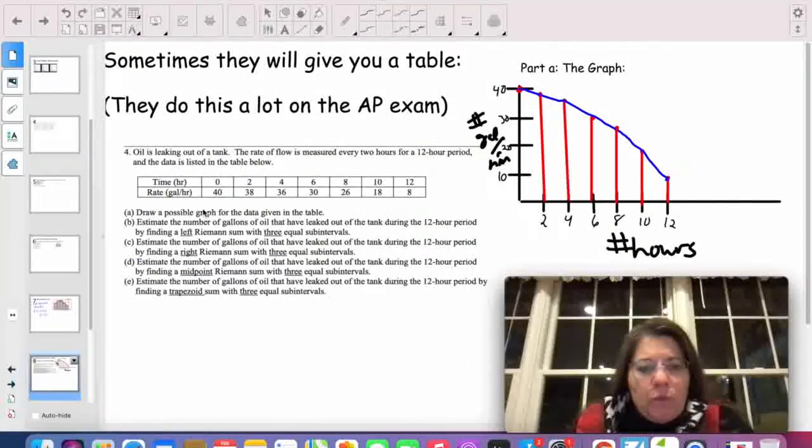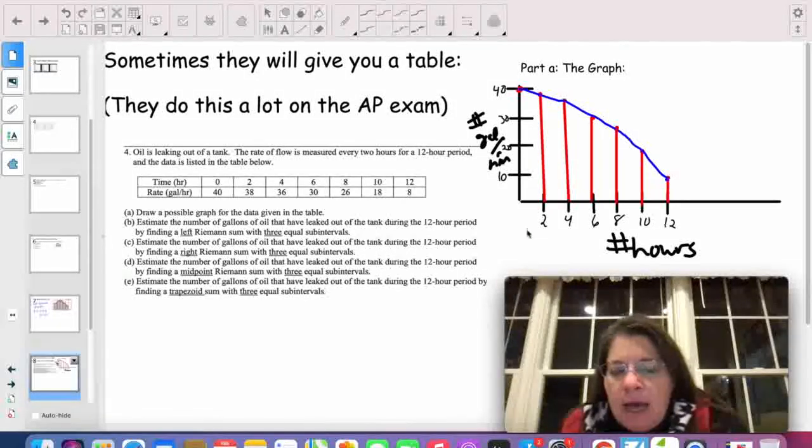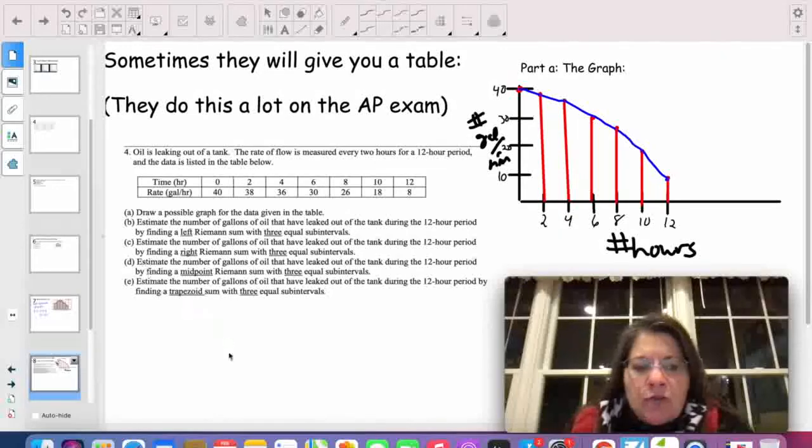So for this one, we have already done A through C. In this section, we're going to do D, estimate the number of gallons of oil that have leaked out of the tank during the 12-hour period, and find the midpoint Riemann sum with 3 equal subintervals. So for the midpoint Riemann sum here, I'm just going to take this and make it a little bit bigger on the next screen, and we're only going to concentrate on part D, the midpoint Riemann sum.